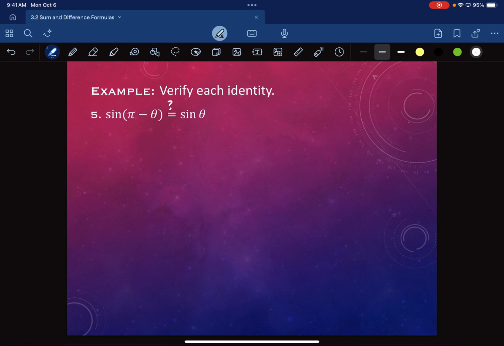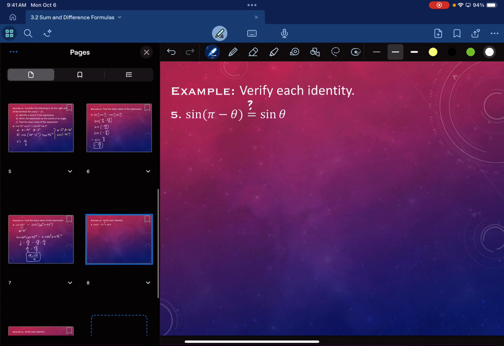So what that means is that we're going to work with the sides independently, and we typically start with the more complicated side. And which of the two sides here is more complicated? The left-hand side. I mean, the right-hand side, there's nothing I could even do to change it in a way that would make it nicer looking. It's already pretty nice. So this left-hand side says sine of pi minus theta. This should look like the subtraction of two angles, right?